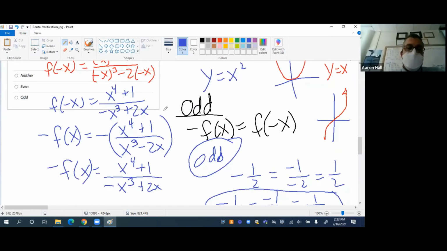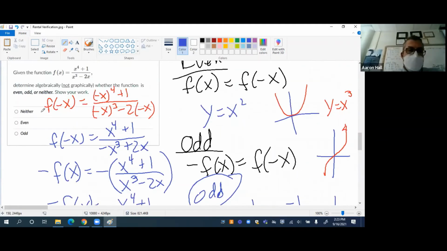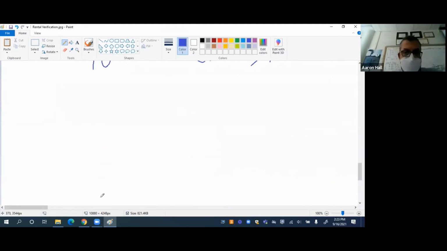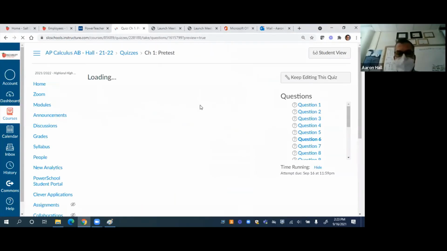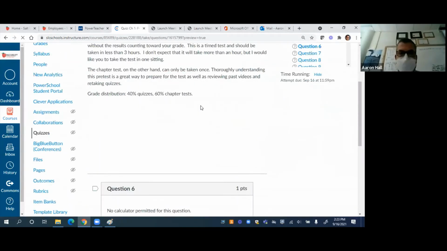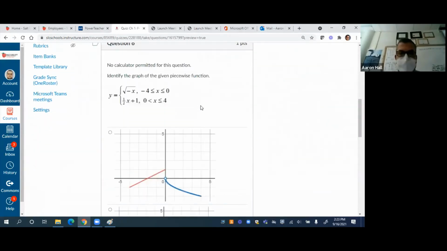All right. Let's move on. What are we on? Number 6. This is called a piecewise. Why is it a piecewise? Because it's cut up in pieces. It says identify the graph of the given piecewise function.